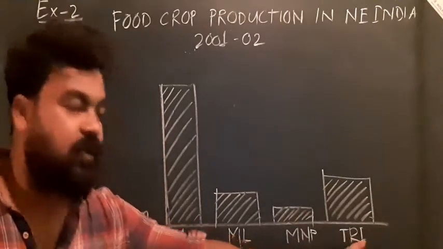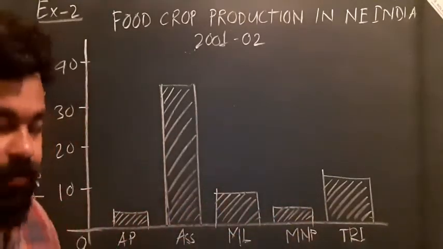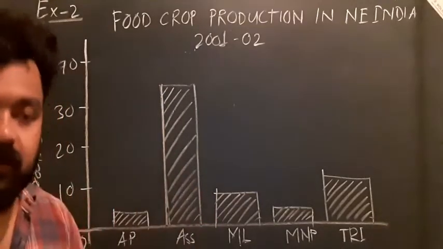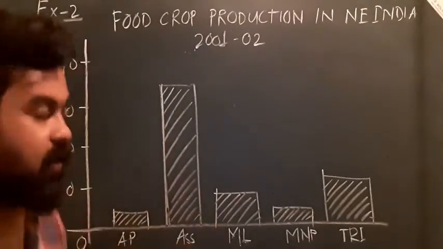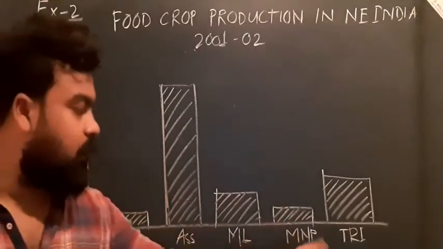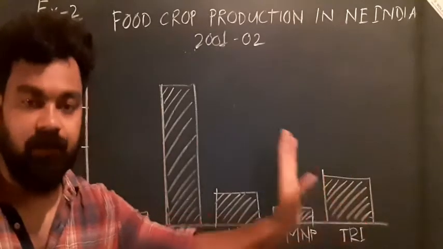Again, in Tripura the political condition is good, and some plain regions we can also get. That's why food production is also higher, but network communication is somewhat difficult, right? But compared to Arunachal Pradesh, Meghalaya and Manipur, Tripura is higher in food crop production.